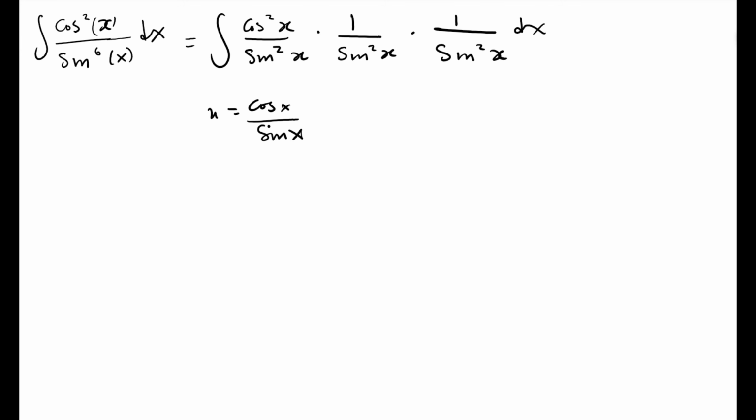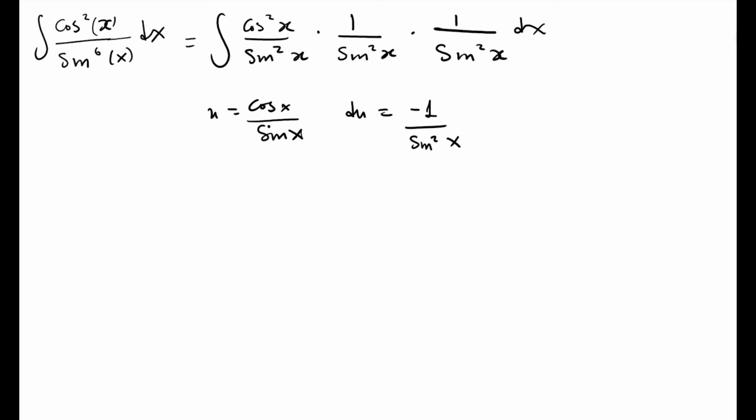Okay, so if from here you say let my u be cos of x over sine of x, then what we have here is a cot. Then du is equal to the derivative of cot, which gives you a cosec squared, so minus 1 over sine squared x. The derivative of cot gives du equals minus 1 over sine squared x dx.